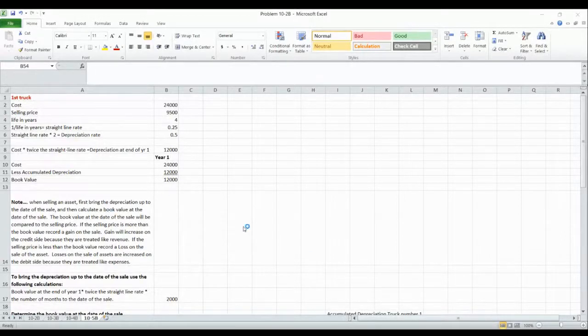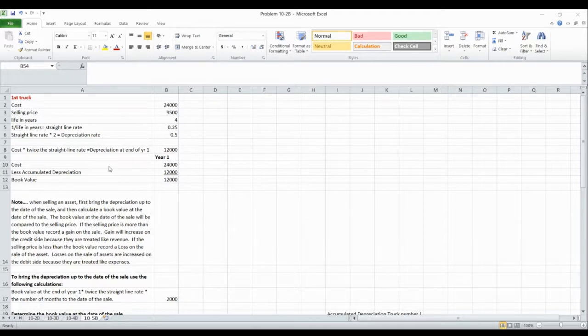computations for the first truck. Notice the cost was $24,000. The selling price was $9,500. The life in years was 4, and this is showing you how to calculate the straight line rate, which is 1 divided by the life of 4, which gives you 25%. The straight line rate then is multiplied by 2 to get the depreciation rate for the declining balance method. At the end of year 1, we're going to take that cost of $24,000 and multiply it by twice the straight line rate, and that will give us $12,000 of depreciation for year 1.